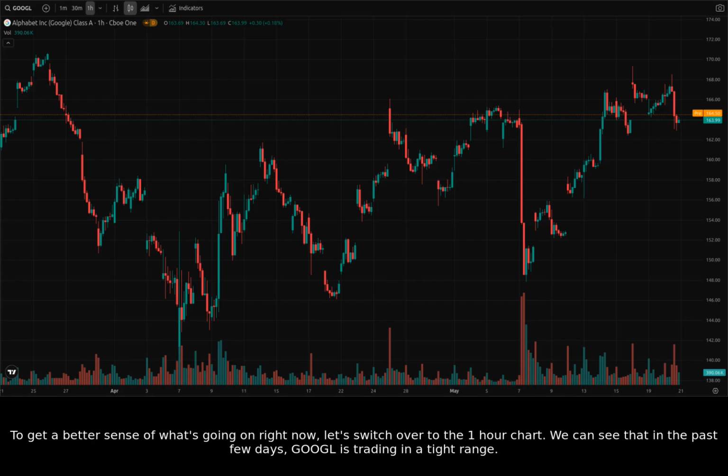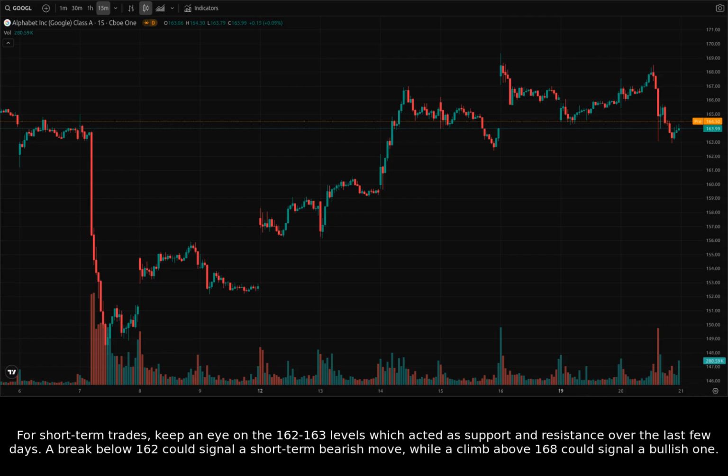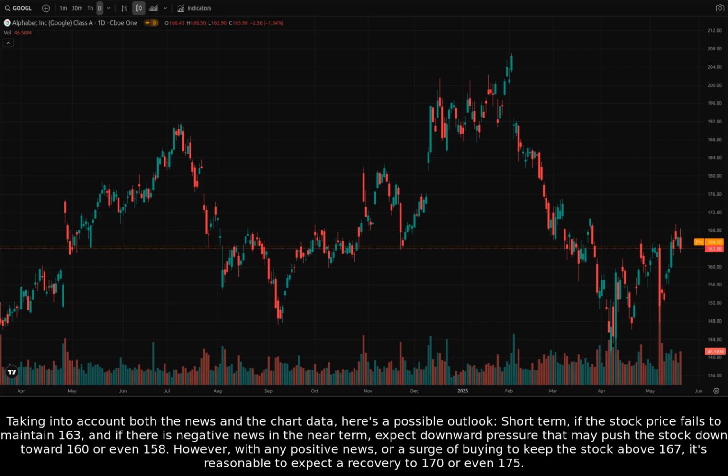To get a better sense of what's going on right now, let's switch over to the 1-hour chart. We can see that in the past few days, Google is trading in a tight range. For short-term trades, keep an eye on the 162 to 163 levels, which acted as support and resistance over the last few days. A break below 162 could signal a short-term bearish move, while a climb above 168 could signal a bullish one.